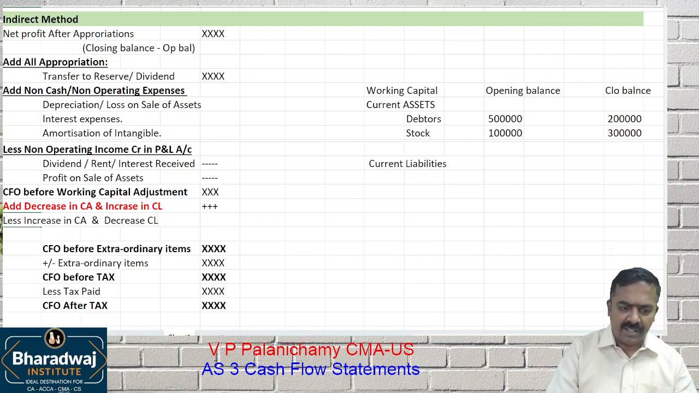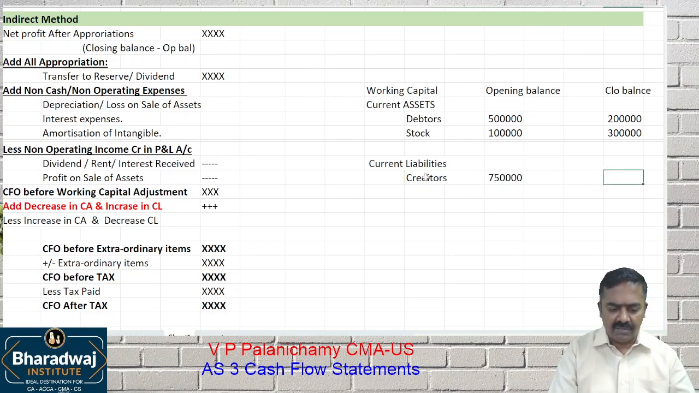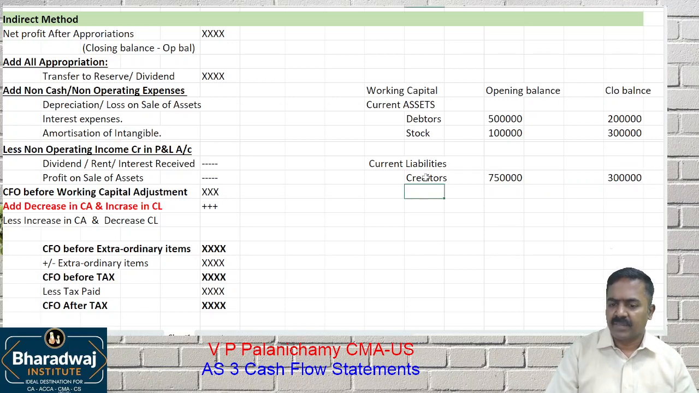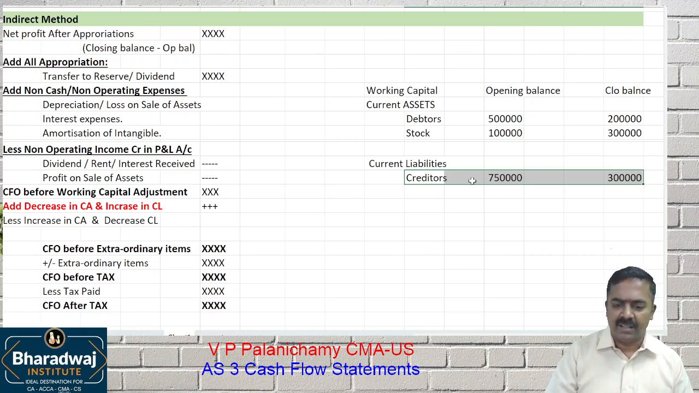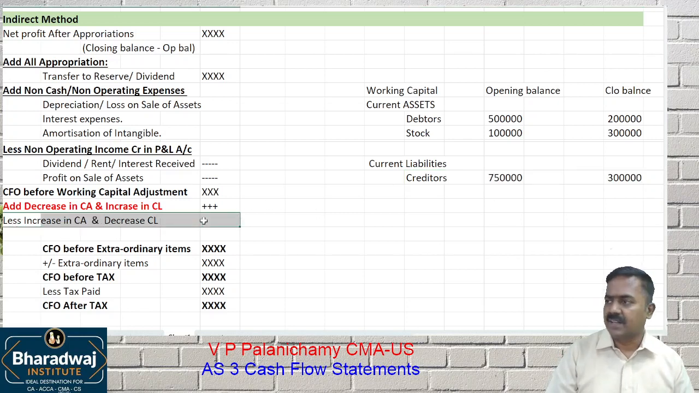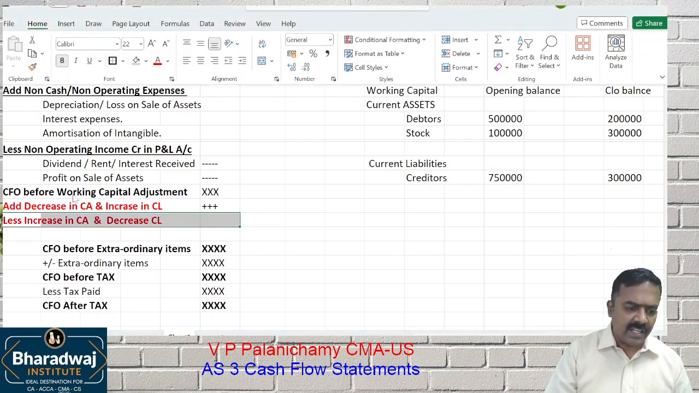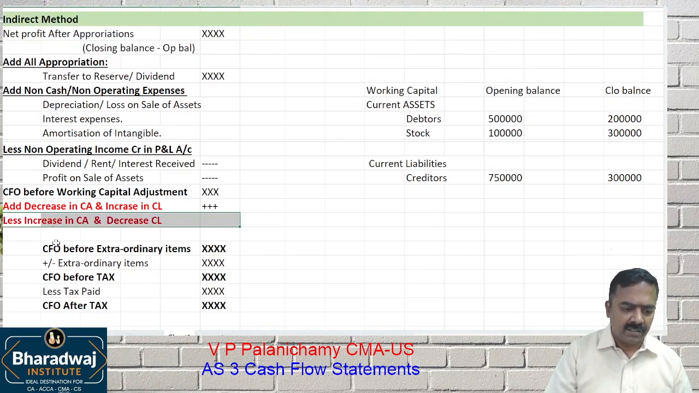Decrease in current liability. For example, creditors at the beginning of the year were 7,50,000. At the end of the year, we have 3 lakhs. Creditors going down means you paid money. When the money is paid, of course, current liability will decrease. So this working capital adjustment we have to make. This is known as CFO before extraordinary item.